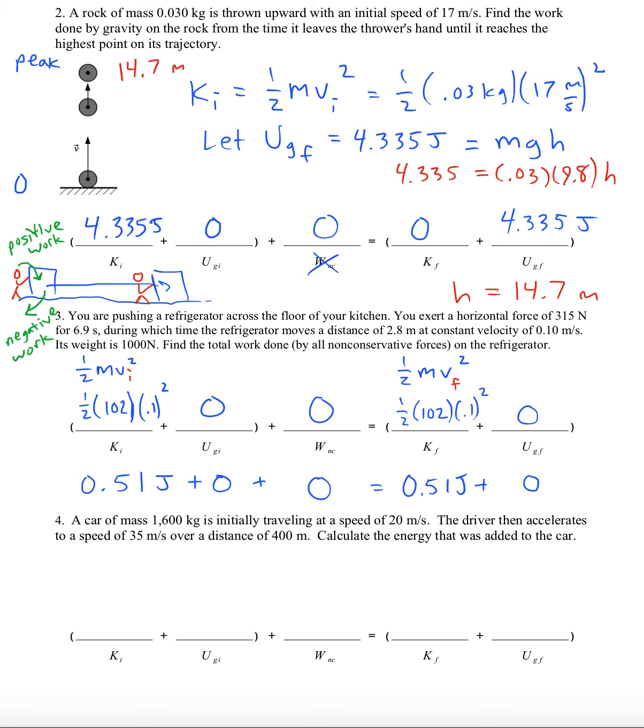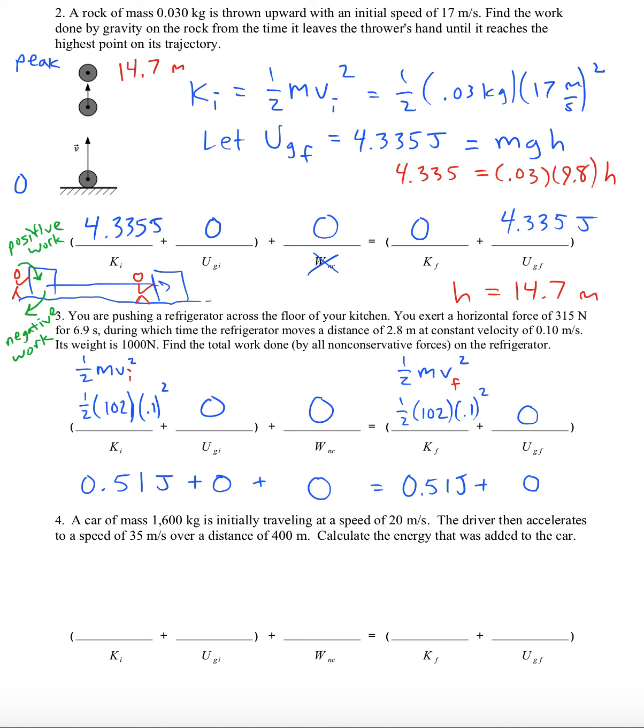All right, let's check out this one, though. It says a car of mass 1,600 kilograms is initially traveling with a speed of 20 meters per second, but then the driver accelerates to a speed of 35 meters per second. And it takes a distance of 400 meters to do that. Calculate the energy that was added to the car. So that last sentence tells us that there is going to be a net work done from outside the system in this situation. So where does that work come from? From the engine of the car.